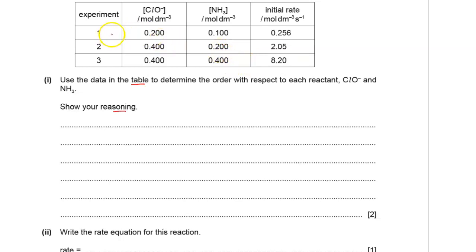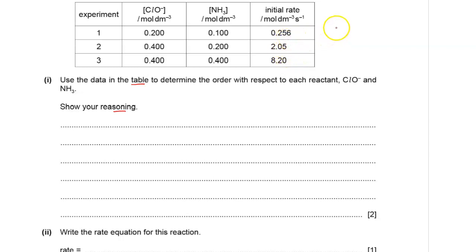In experiment 1 and experiment 2, you can see we double the concentration of both reactants. Chlorite has increased from 0.2 to 0.4. Ammonium has increased from 0.1 to 0.2 concentration. When you double that, look at what is happening to the rate. The rate has increased by a factor of 8.